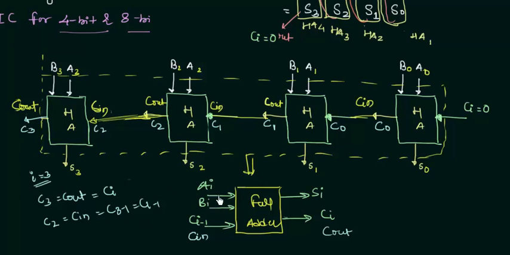You can also check for AI and BI. I is 3, so AI is A3, BI is B3, and SI is S3. So this is the generalized form of a full adder. In the next presentation we will find the logical expressions for the sum and the carry output using the K-map, and that will be the end of the full adder. So see you in the next presentation.